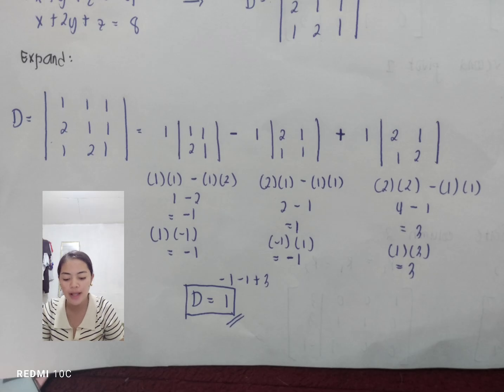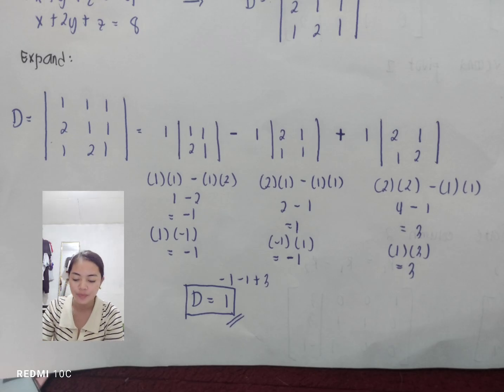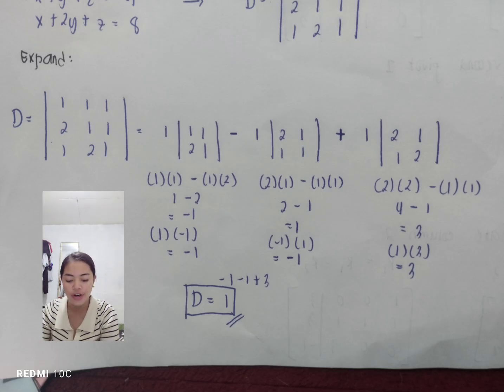So, we need to multiply the first number to the 4 numbers left. Now we have 1 multiplied by 1, 1, and 2, 1. And we use the minus and plus operations. After that, in expanding this one, we also need to eliminate the first row and second column, okay?